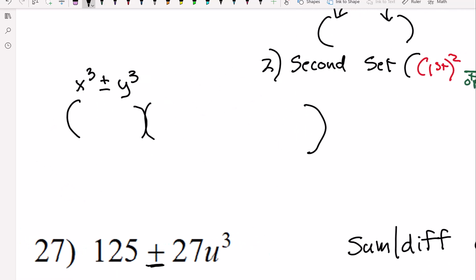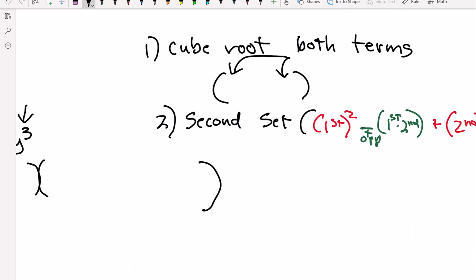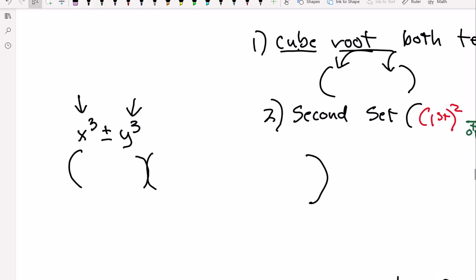So here's what I'm going to have you start with. This item is cubed. This item is cubed. Here's the procedure. The first thing you're going to do is take the cube root of both of those terms. So the cube root, those go away, and that leaves an x. Let me put a plus sign there, x plus y.